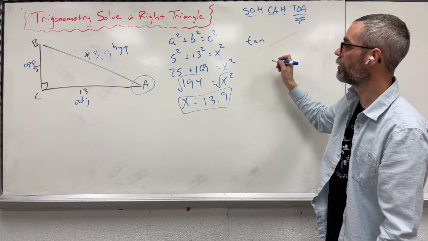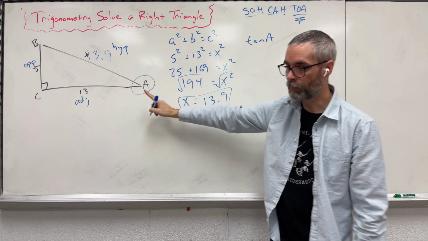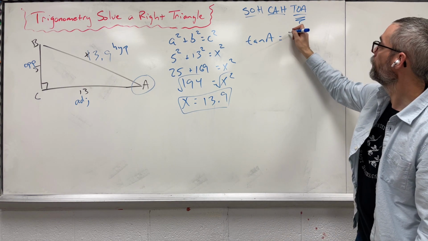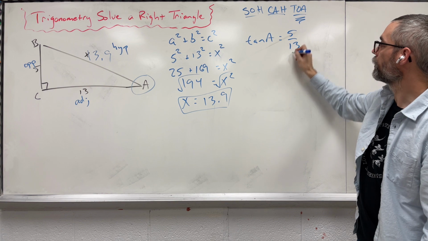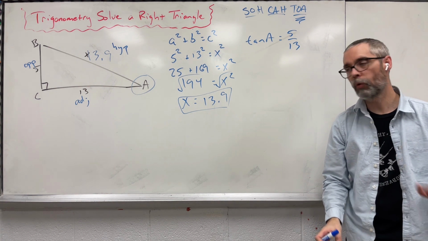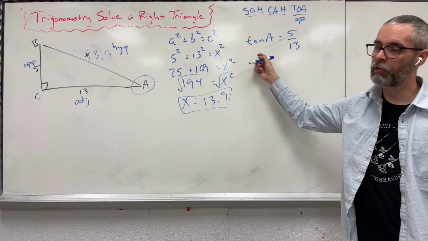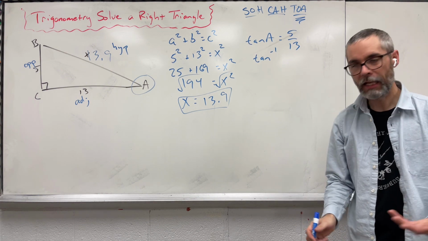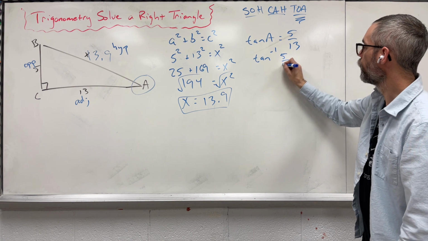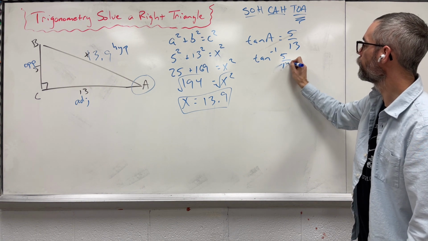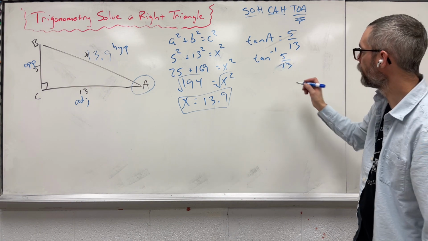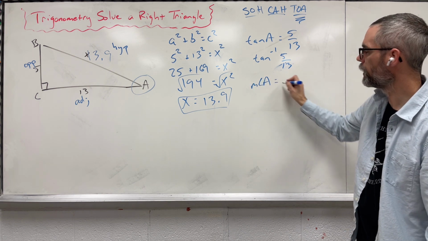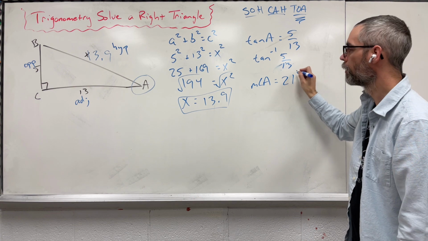So I'm going to say tangent of A. That's where I'm starting from right now. Is opposite over adjacent. Now, because we are looking for the angle, we don't want to use our regular tangent button. We're going to use that tangent inverse, that -1. And then we plug in 5 over 13. When we do that, we end up with the measure of angle A being 21 degrees.